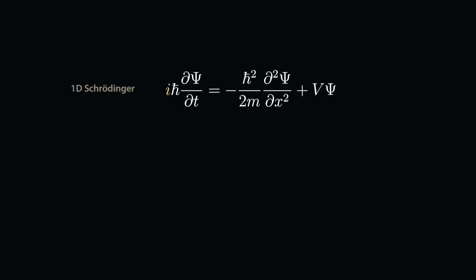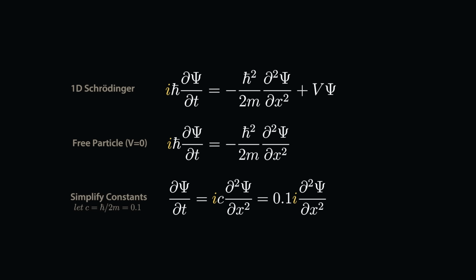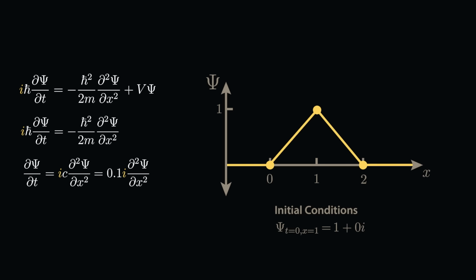Let's consider how Schrödinger's equation applies to a free particle in one dimension, such as an electron far away from any other particles. In this case, our potential energy V is 0. Let's temporarily combine our constants together into a single constant that we'll call C, and set it equal to 0.1, and assume a very simple starting configuration for the wave function, with a value of 1 surrounded by zeros.